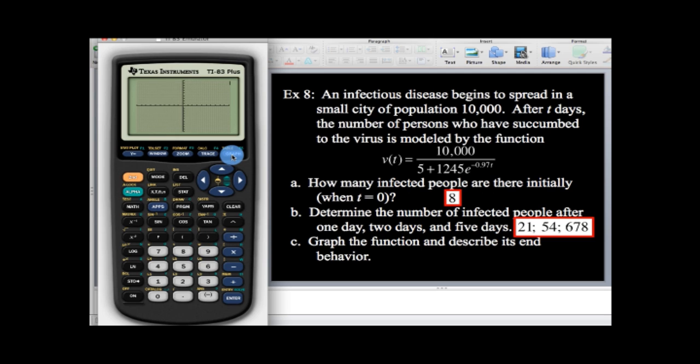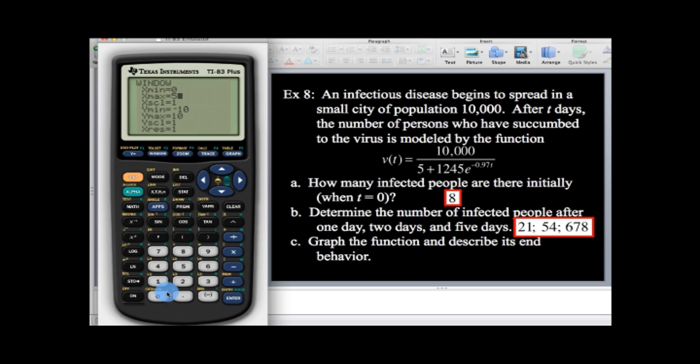Now when we click graph on this right away, notice we don't see anything. At least not very much. We see a little tiny curve right here. But you have to think about the situation here. In our situation, we're not going back in time, so we're going to start with 0 for the minimum x value. And then we see after 5 days there's 678.